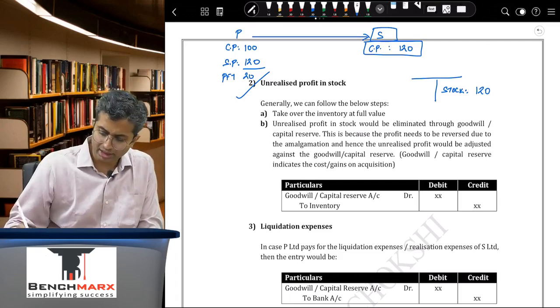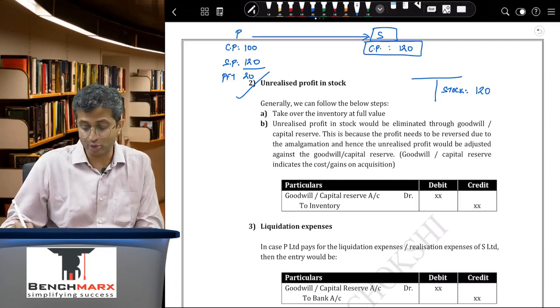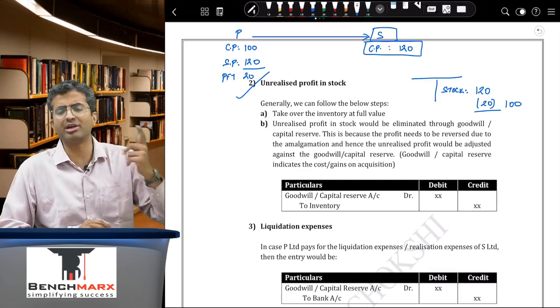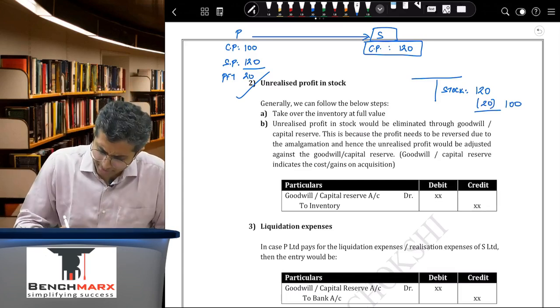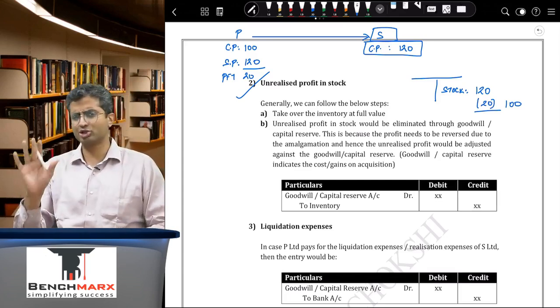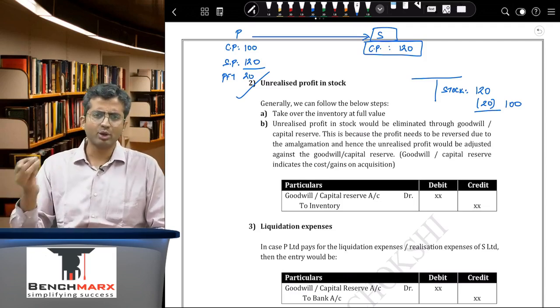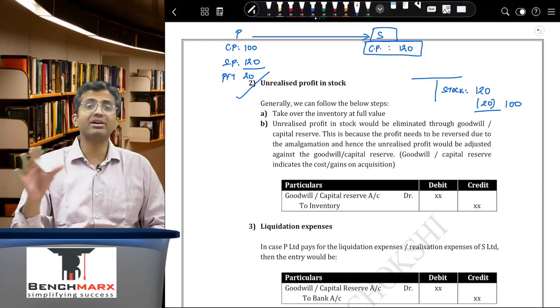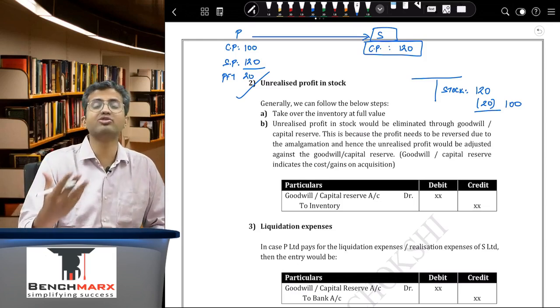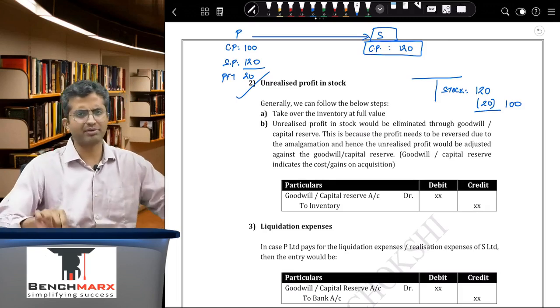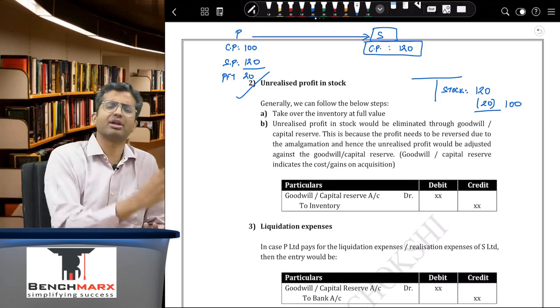So what does the institute tell you to do? Institute says that you'll have to bring the inventory at cost, so you'll have to credit the inventory. But in the double entry system, if you credit the inventory, something has to be debited. Sir, will you debit the profit and loss account? The standard says no. This is also a special adjustment happening on account of a special scenario, and hence whatever gain or loss happens as a part of this special arrangement is to be recognized in the goodwill or capital reserve.